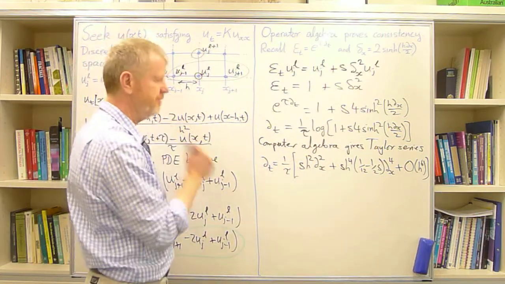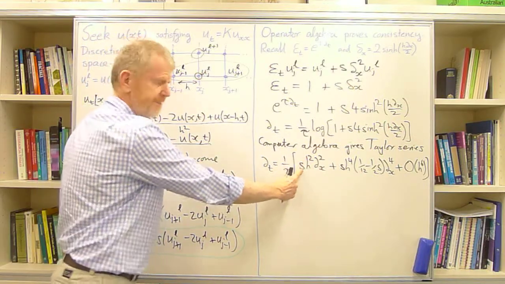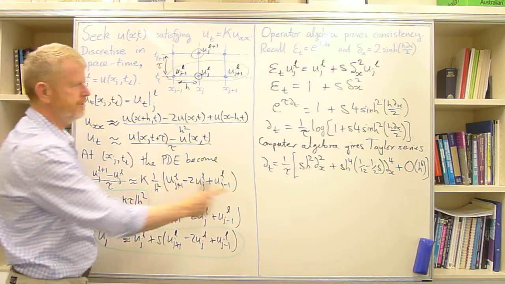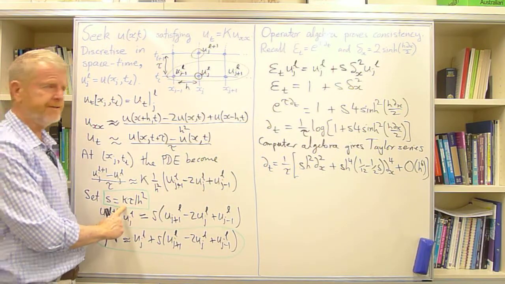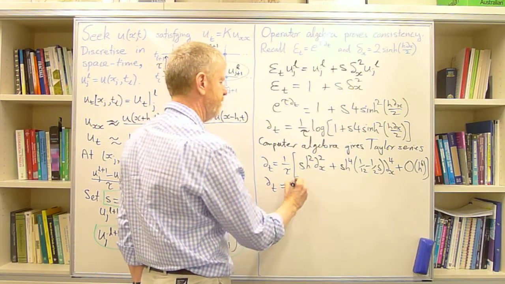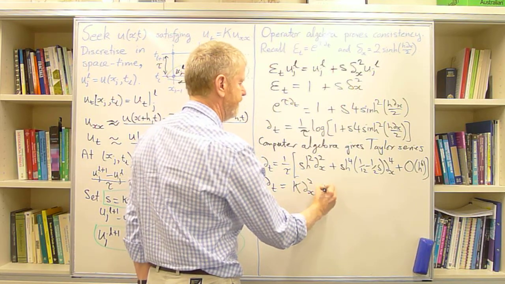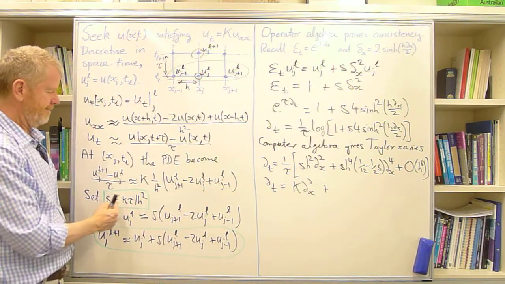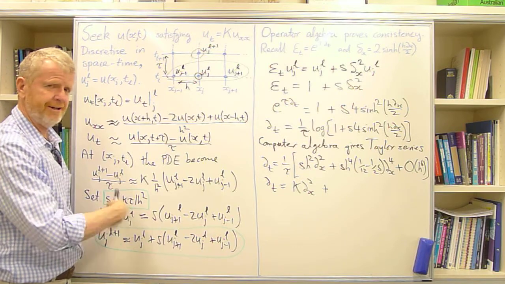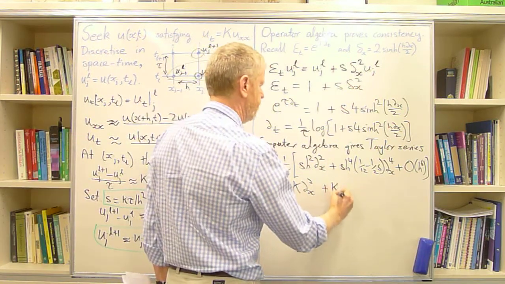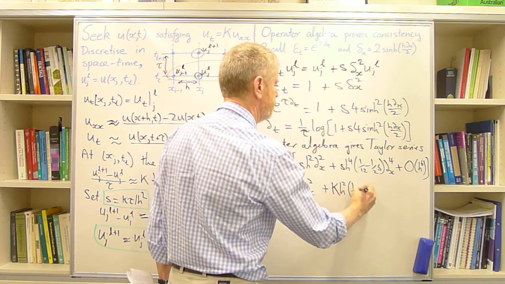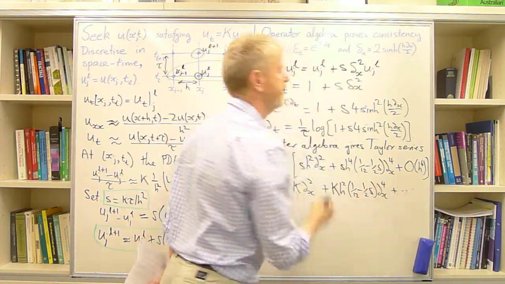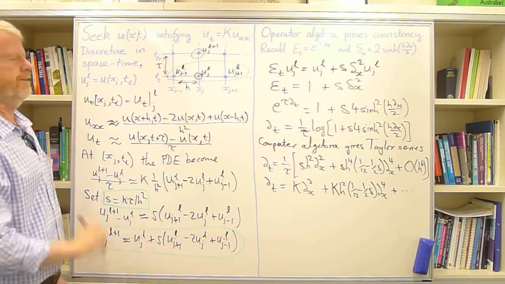What does it mean? Well, first thing to note, to remember, is what S is. S is k tau over h squared. So in other words, S h squared over tau is the same thing as k. So this is d/dt is K d/dx squared plus, now S h to the 4th over tau, and that's just k h squared. So there's k h squared times 1/12 minus a half S, d/dx to the fourth, plus other terms. Okay, so this is the operator equation.